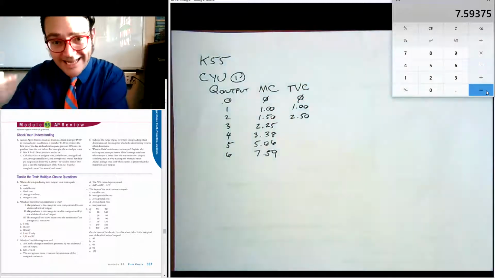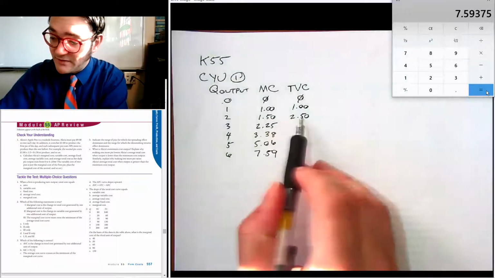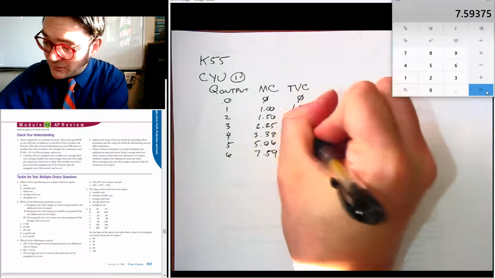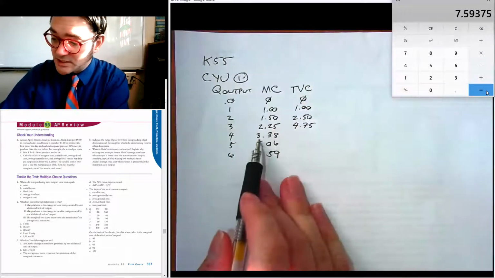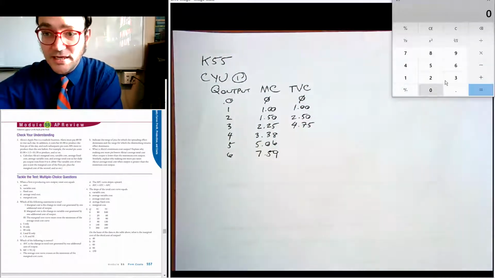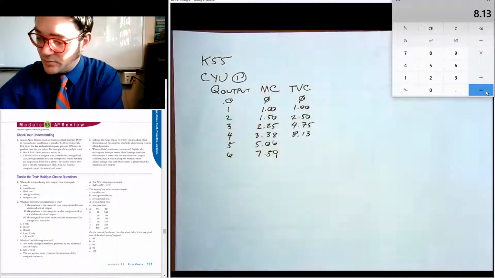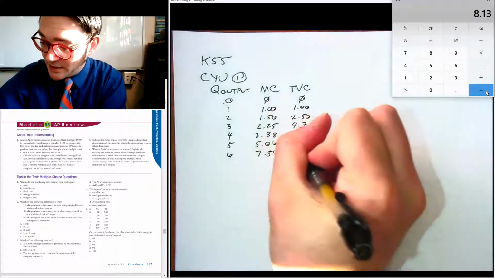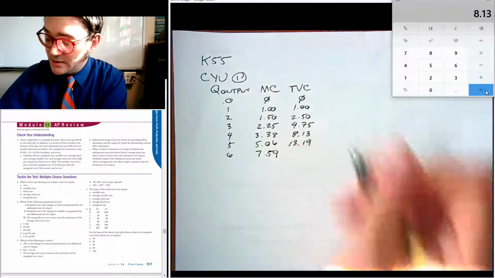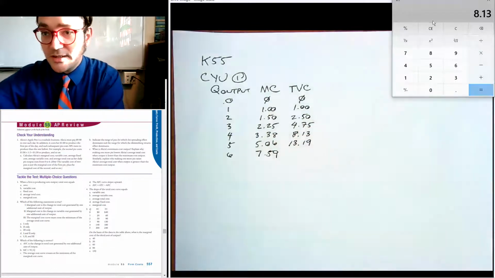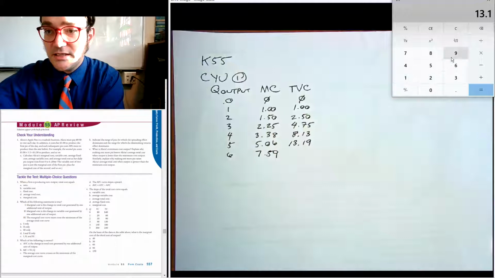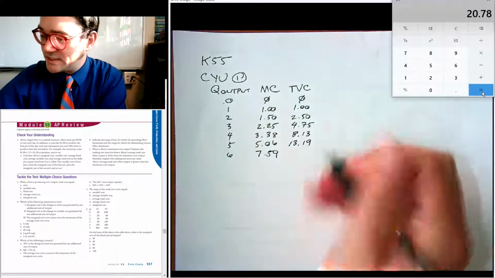And then we just keep going by adding the next number on top. So 2.25 plus 2.50 is 4.75, plus 3.38. I am not going to try to do that in my head. 3.38 plus 4.75 equals 8.13. Plus 5.06, well, I can do that in my head, 13.19. And then this last one I am going to get lazy on as well: 13.19 plus 7.59 is 20.78.